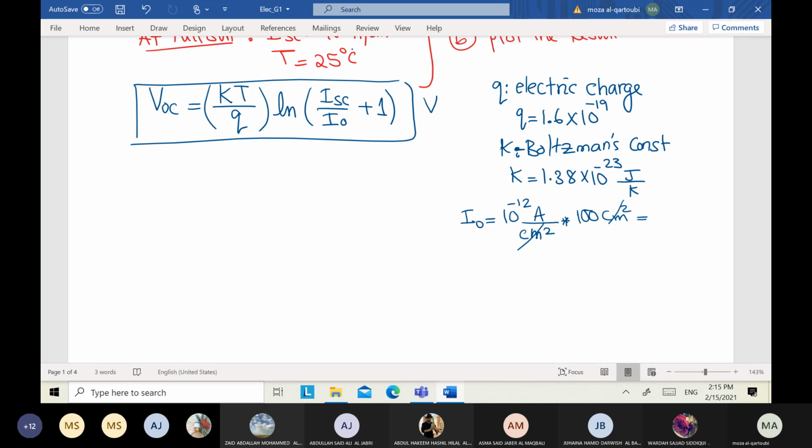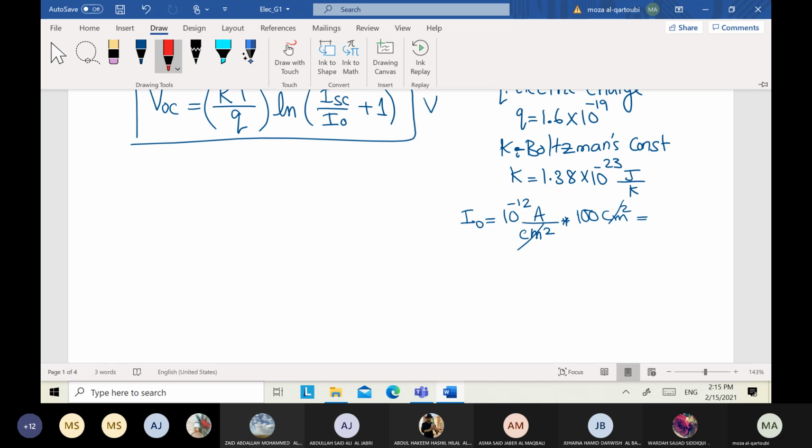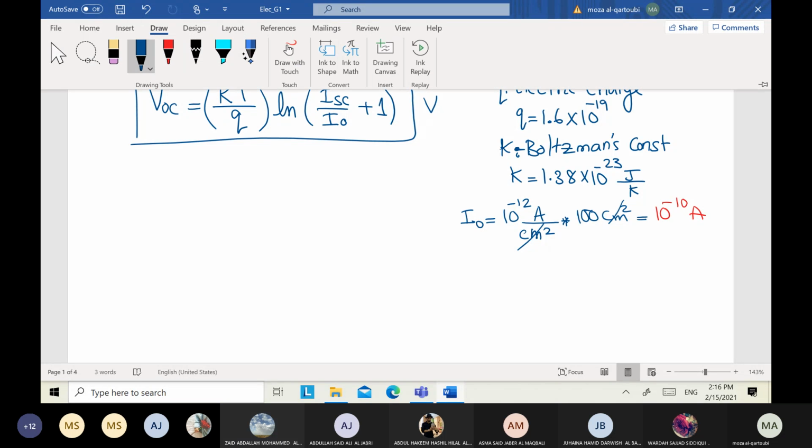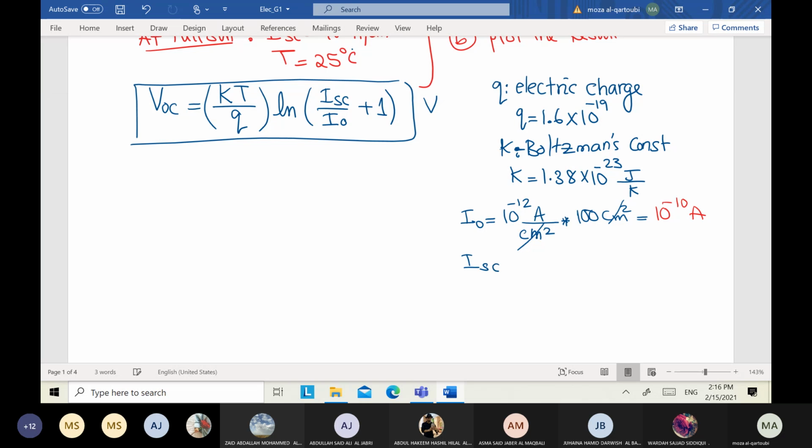Saturation current equals, in ampere, 10 to the power minus 12 times 100. 100 means 10 to the power 2. So it equals 10 to the power minus 10, yes, ampere. Then we also need to change the value of I short circuit.